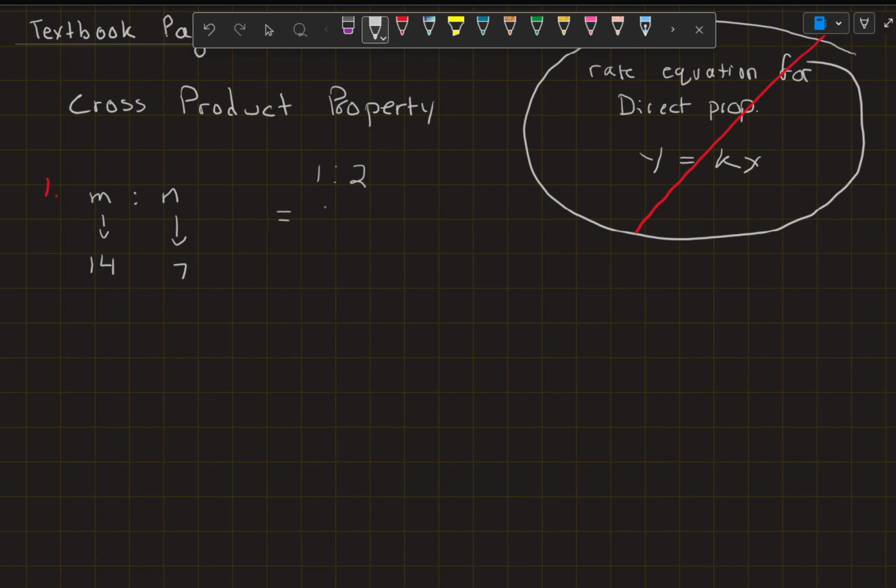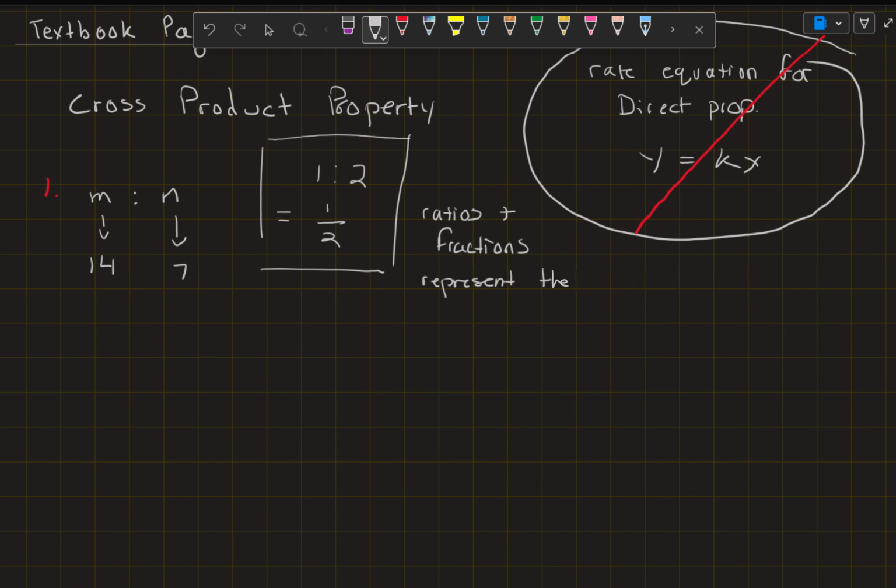Now remember that ratios, something like 1:2, can also be represented as fractions. So 1:2 is also 1/2, okay? This is important for you to know. Ratios and fractions represent the same thing. It's the same concept. They are both comparing two things. They're both showing a comparison.